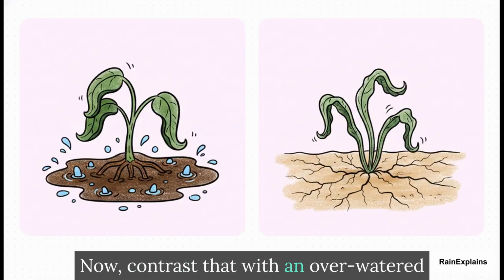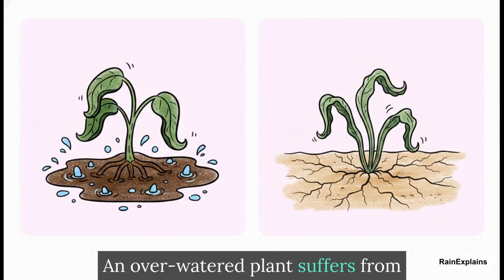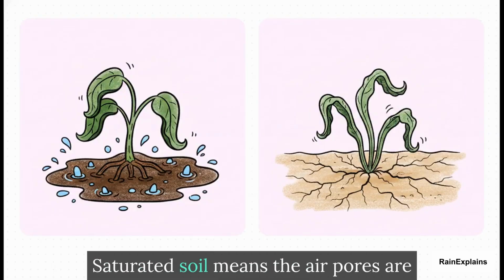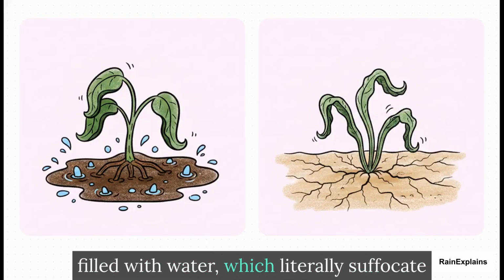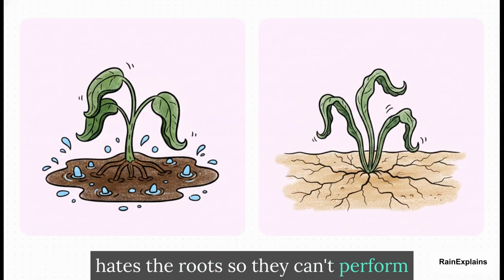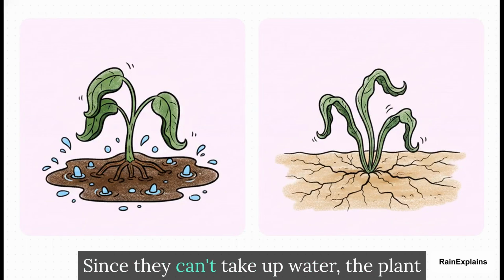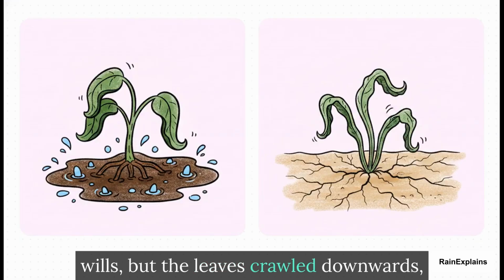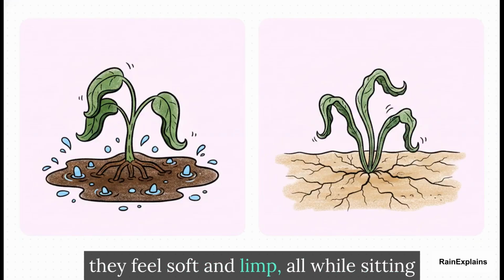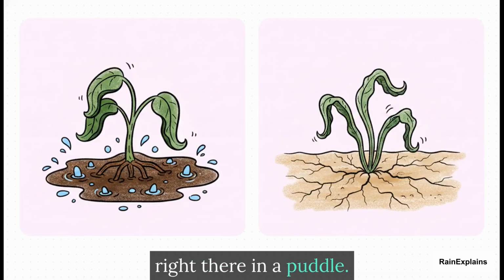Now contrast that with an overwatered plant. An overwatered plant suffers from hypoxia. Saturated soil means the air pores are filled with water, which literally suffocates the roots so they can't perform cellular respiration. Since they can't take up water, the plant wilts, but the leaves curl downwards. They feel soft and limp, all while sitting right there in a puddle.